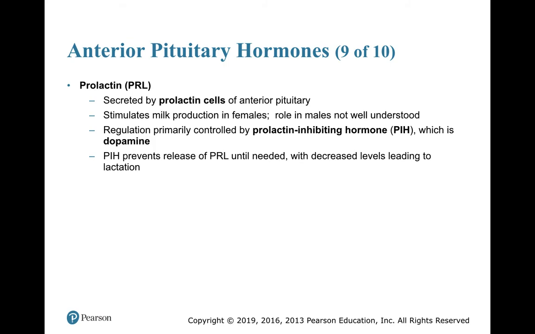Prolactin is secreted by prolactin cells of the anterior pituitary. It stimulates milk production in females. We really don't have a good role for it in males. It might be left over from evolution, the way nipples are. Its regulation is primarily controlled by prolactin inhibiting hormone, and prolactin inhibiting hormone is more commonly known as dopamine. Prolactin inhibiting hormone prevents the release of prolactin until it's needed, and with decreased levels leading to lactation.